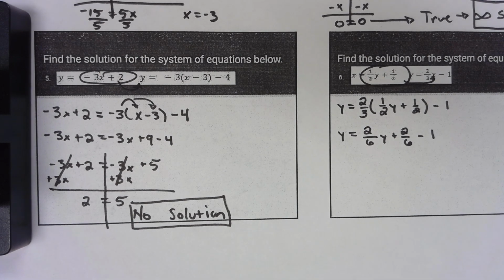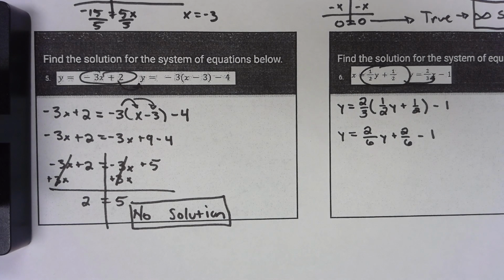Then I was like, hey, I know I need to get my x's to one side, so I'm going to add 3x. Well, when I add 3x, all the x's go away. When the variables go away and there's nothing left to solve for, you ask yourself, is this a true statement or a false statement? This is false, right? 2 does not equal 5, right? If I have $2 and you have $5, we're not the same. That's not equal. Okay, so this is no solution.